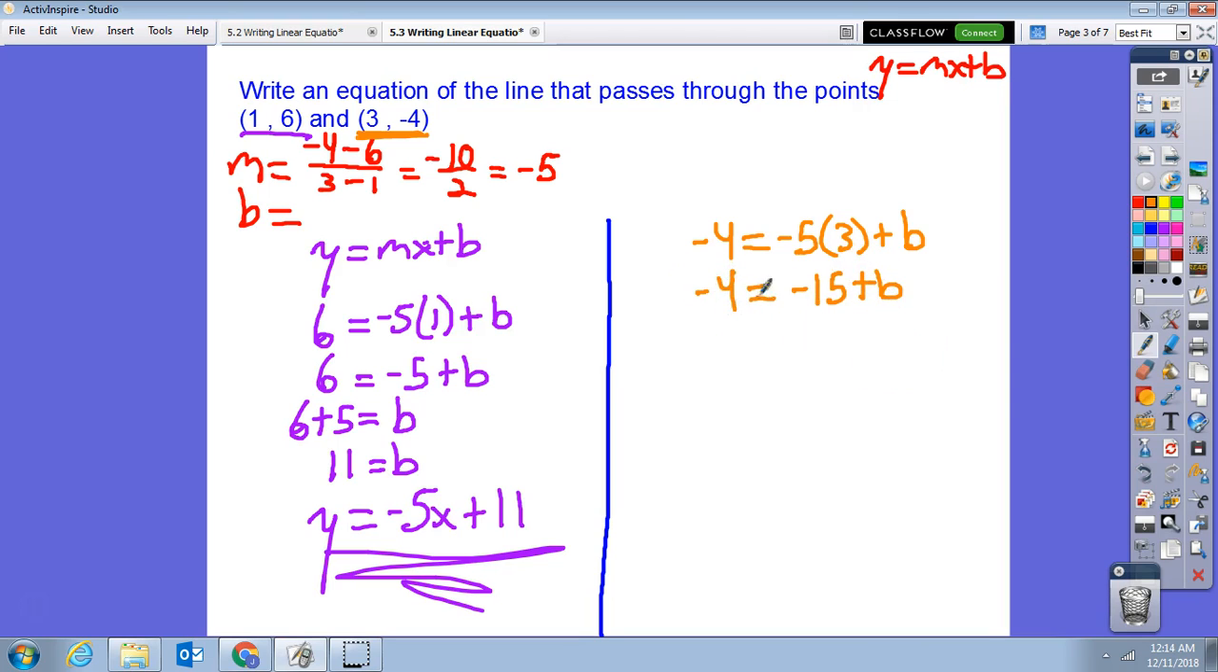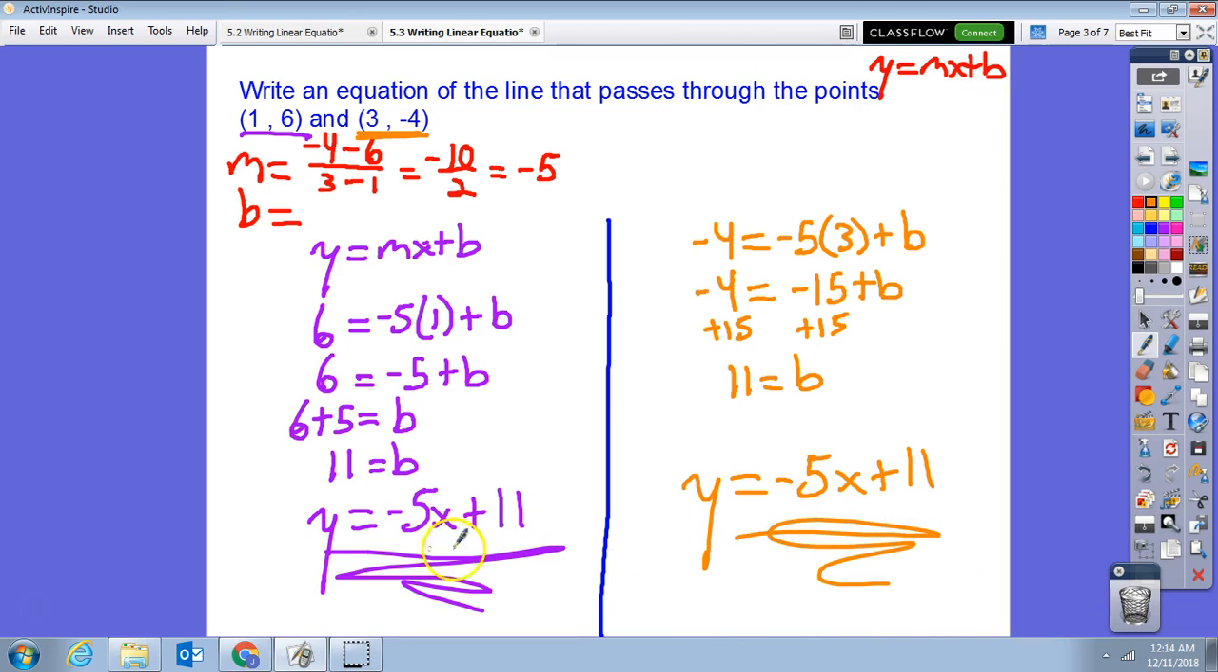How do I get negative 15 over to the other side? I add 15. When I do negative 4 plus 15, I get 11. Again, that makes my equation y equals my slope of negative 5 and my b, my y-intercept of 11. Either way, same answer.